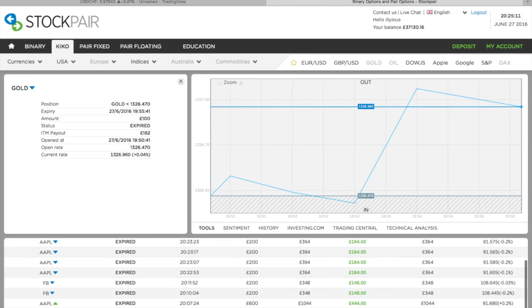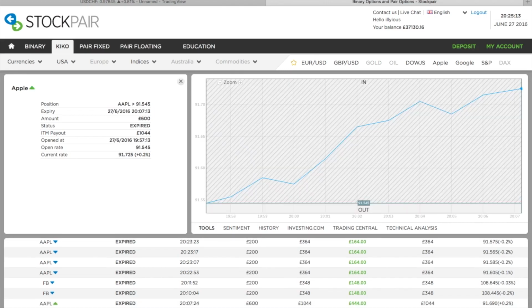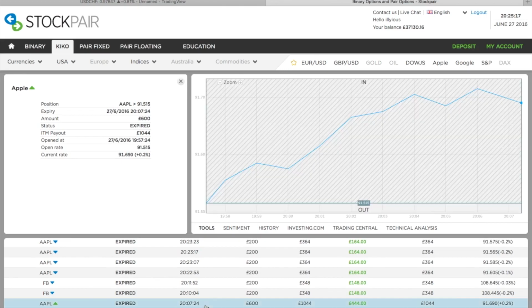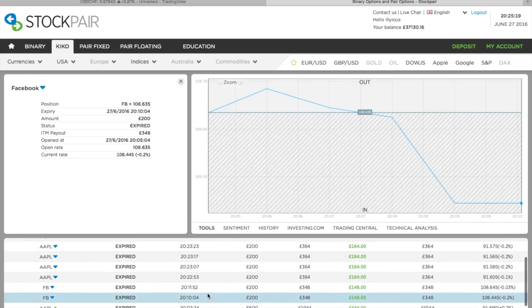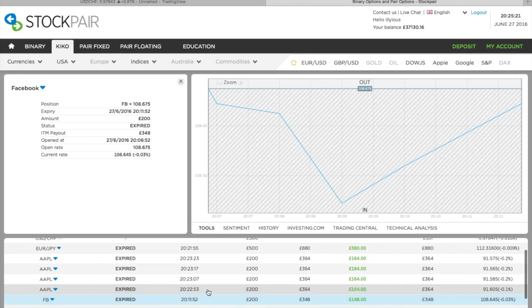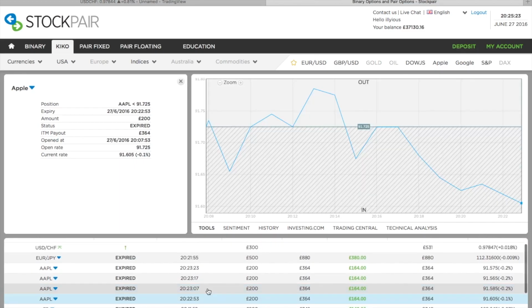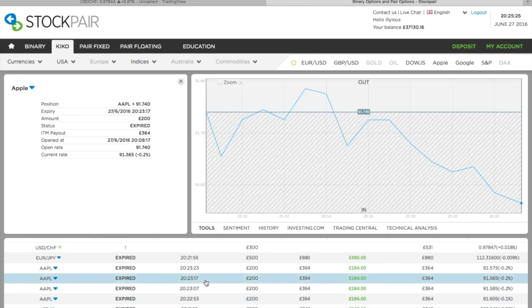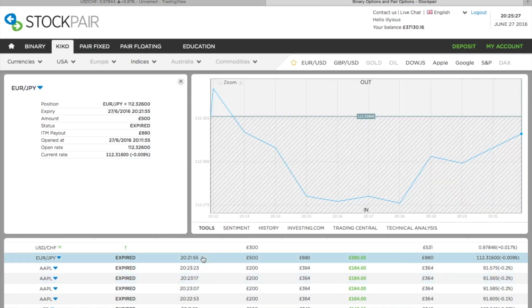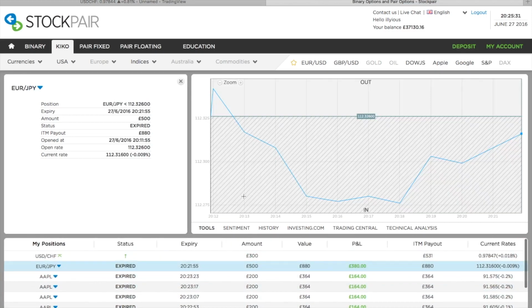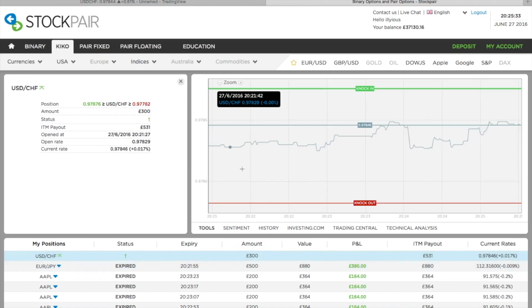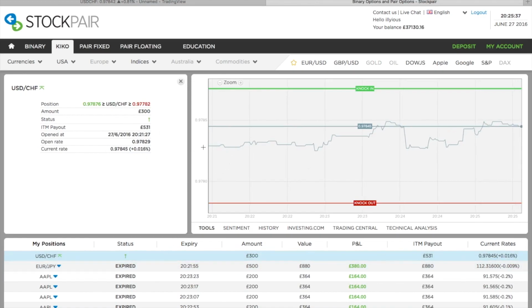These trades here, this was the first one. You saw me take the Apple trade at 20:07. Next trade, it won. Facebook won. Facebook again won. Took some more Apple trades. They all won. Took a Euro JPY trade. That one won. USD CHF, you can see this is slowly making its way up. We started here, now the line's here. We're hoping it to just tap the line and we win the trade.